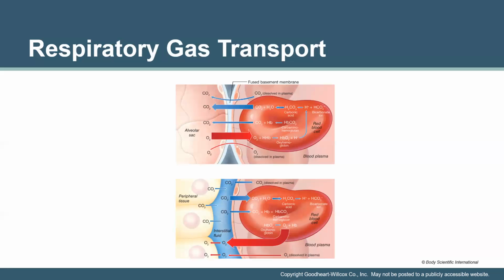Carbon dioxide is transported in a few different ways. In peripheral tissues, carbon dioxide will bind to bicarbonate, bind to hemoglobin, or dissolve in plasma. Approximately 60% of carbon dioxide is bound to bicarbonate.